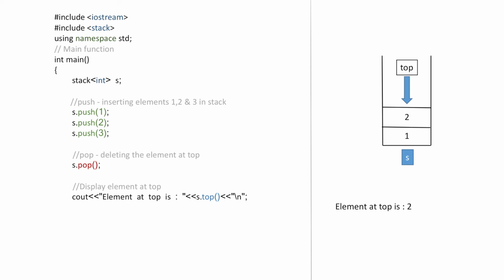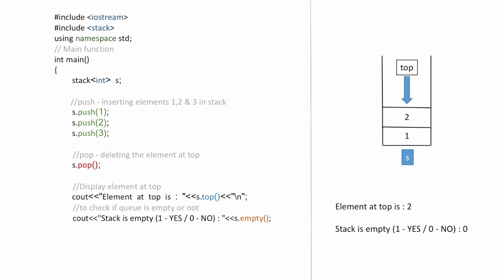And similarly, to check if the stack is empty or not, we have the function empty, which gives us a boolean value, which is true if the stack is empty and false if the stack is not empty. So currently, as we can see that our stack is not empty, so if we cout s.empty(), we will simply get 0.